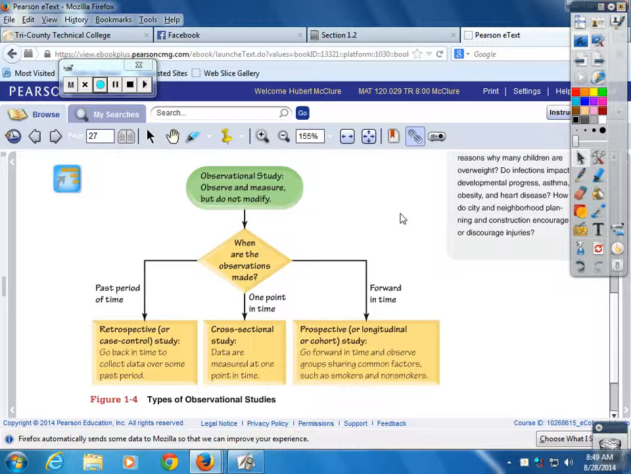Why? What's retro? Y'all know what retro is. Go back in time. Throwback Thursday. All right? Everybody knows what retro is.